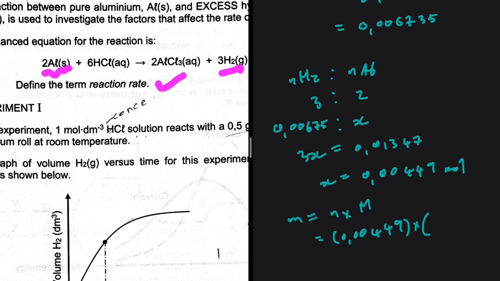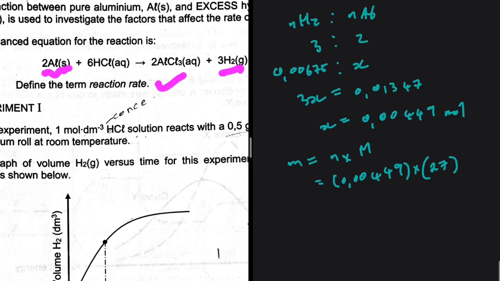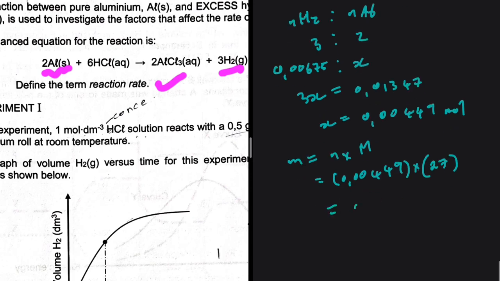So aluminium, where is it? There it is. It is actually 27. Okay, so we have 27. So multiply by 27, and this is equal to 0.12 grams. So this is the mass of aluminium which is used.